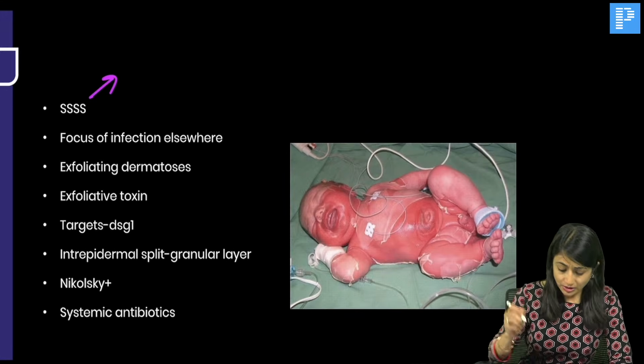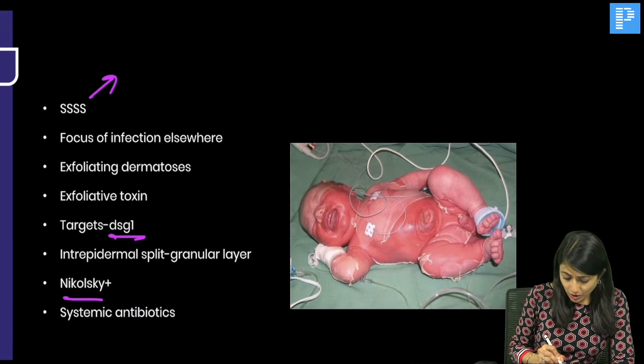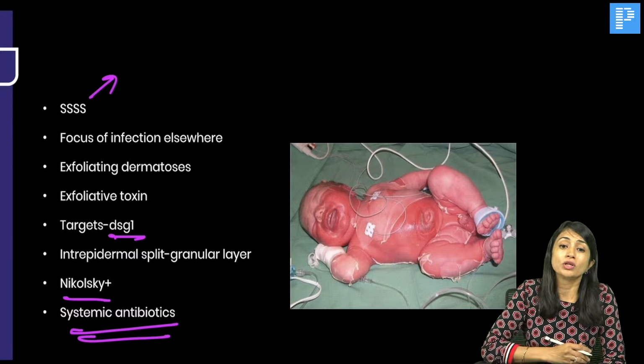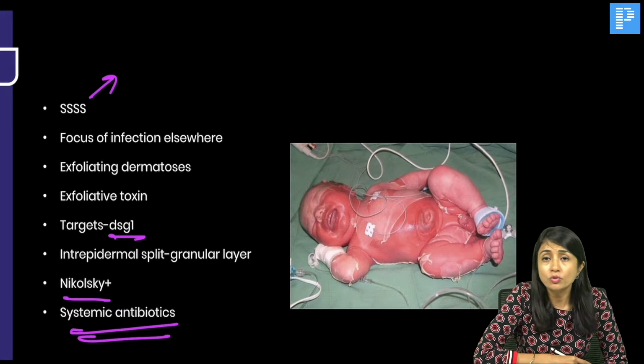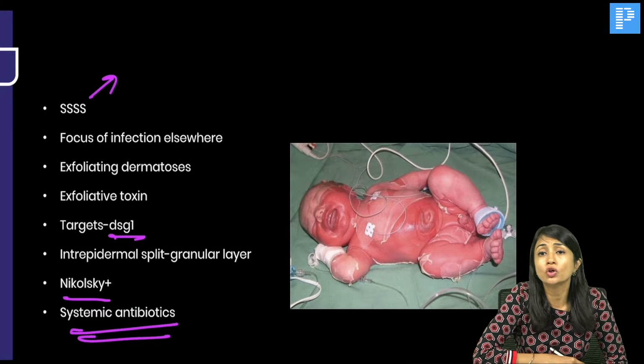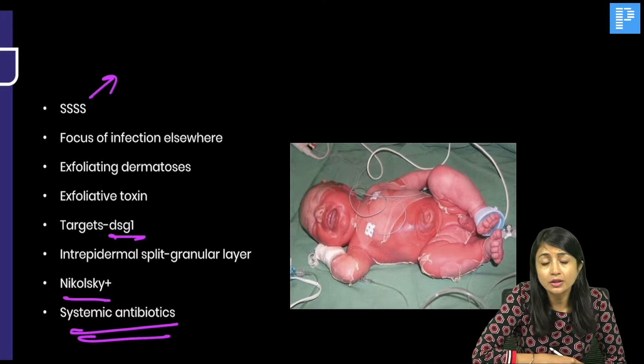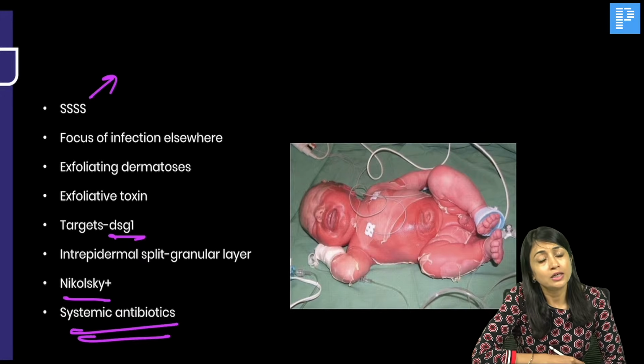So, the target here is desmoglein 1, Nikolsky sign is positive, and this is treated with systemic antibiotics. Impetigo contagiosum or bullous impetigo is usually treated with topical antibiotics. The common topical antibiotics used are mupirocin and fusidic acid. These are the two common topical antibiotics used.